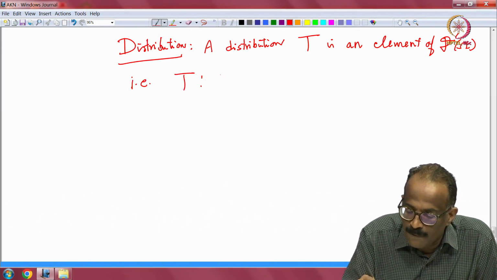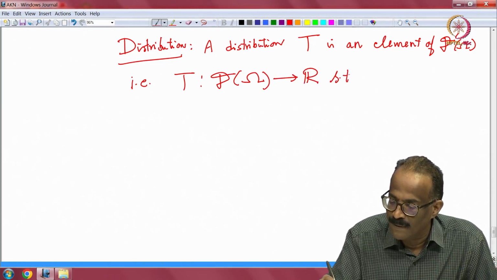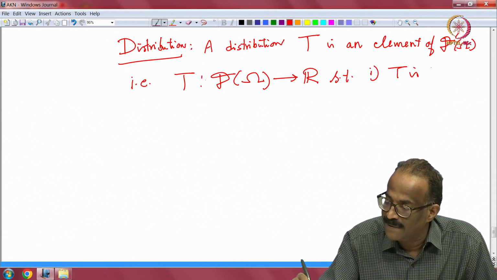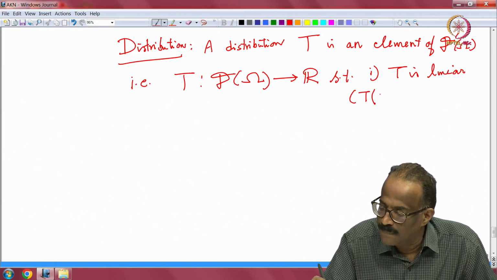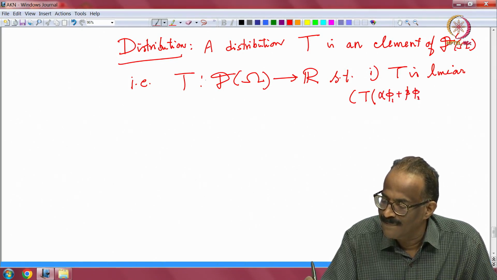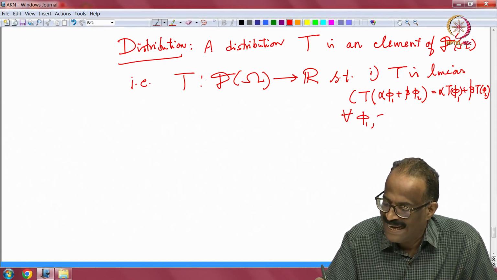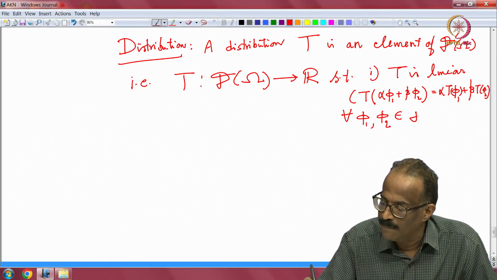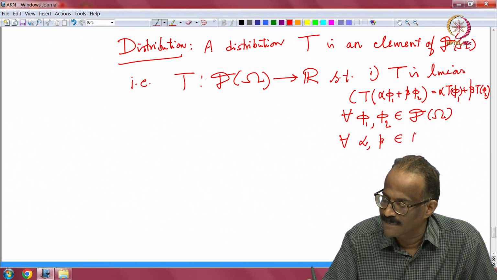So, T is a mapping from D omega to R such that, one, T is linear in the sense of linear algebra. That is T of alpha phi 1 plus beta phi 2 is equal to alpha T phi 1 plus beta T phi 2, for all phi 1, phi 2. So, I am giving in detail, though you know already, in D omega, and for all alpha, beta belongs to R. So, it is linear.